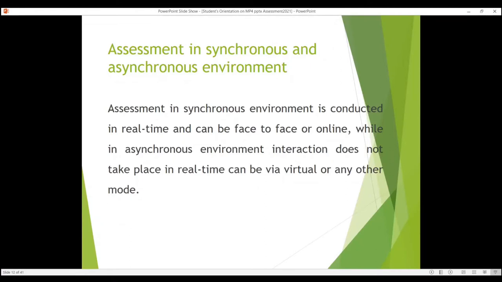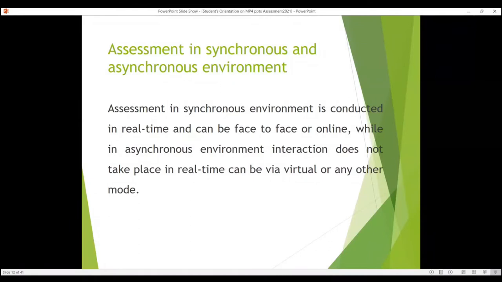Then that is a synchronous exam, real time. If you come to the lab and I am present there and you are doing the exam, that is a synchronous exam. If you are sitting in a big examination hall, 200 students doing an exam, all questions distributed, that is a synchronous exam. But when you talk about an asynchronous exam, there is no interaction.